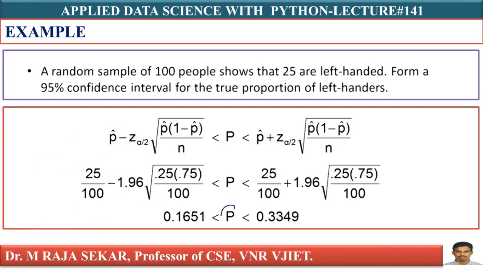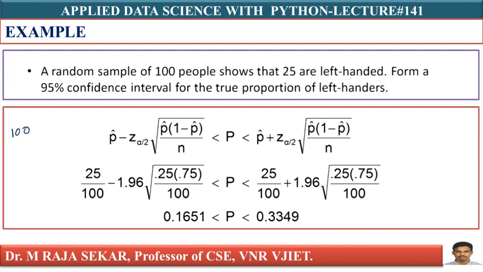What does it mean? Your population proportion is in between 0.1651 and 0.3349. Means we are 95% confident. What does it mean? We are 95% confident that the true percentage of left-handers in the population is between 16.51% and 33.49%. Isn't it? That's what it says. Although the interval from 0.1651 to 0.3349 may or may not contain the true population proportion, what does it mean? A sample may or may not contain it. What is the interval here? 95% confidence interval, isn't it? I can say like this: if we repeat this 100 times, let me assume this is repeated 100 times.